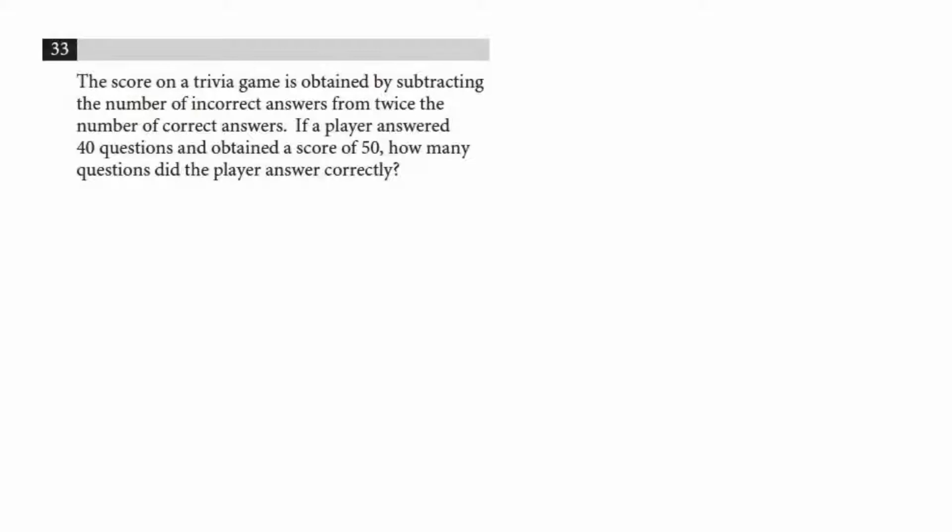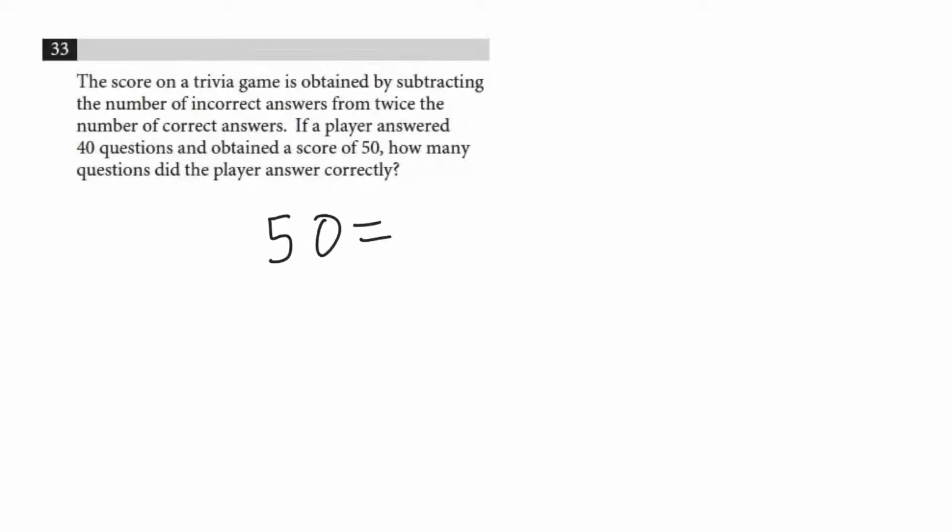Number 33. The score on a trivia game is obtained by subtracting the number of incorrect answers from twice the number of correct answers. If a player answered 40 questions to obtain a score of 50, how many questions did the player answer correctly? Okay. So the score is 50, and that's obtained from subtracting the number of incorrect answers from twice the number of correct answers.